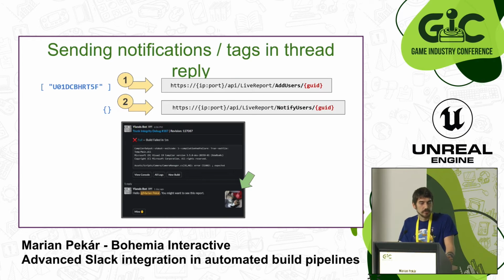And sending notifications or tags in a thread reply is done similarly. When the pipeline finds out who should be notified, it sends an array of Slack user IDs to add users, and again the ID of the report, and then just an empty POST request is sent to notify users, to actually send this message with the kitten image. Yeah, the kitten image is very important there, like the most important thing.